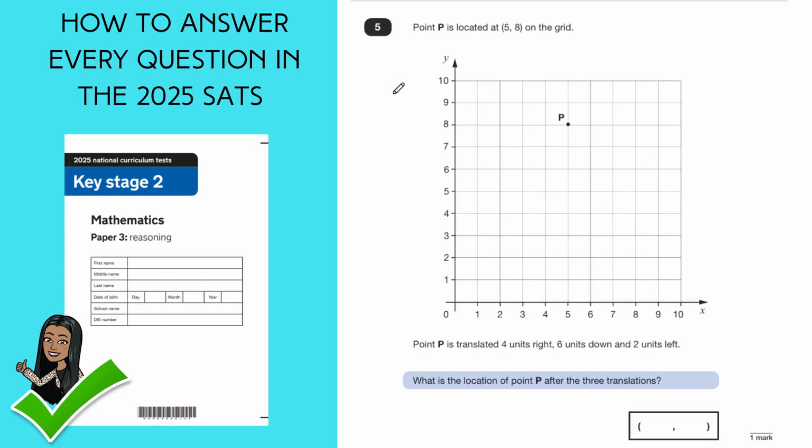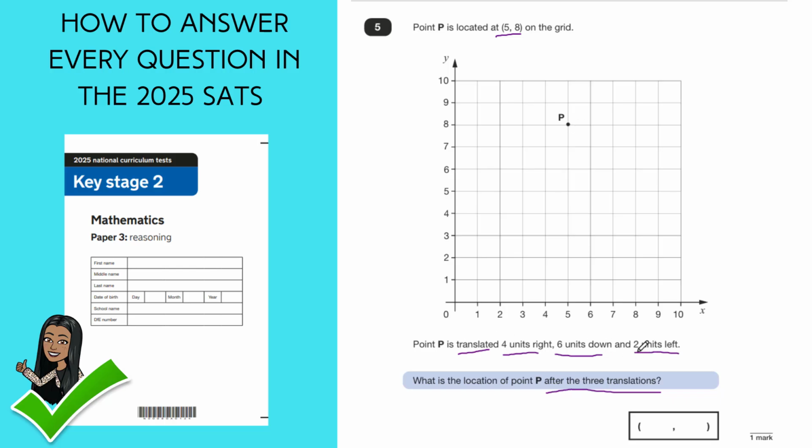Question 5. Point P is located at 5, 8 on the grid, and you can see that it is actually labelled for you. Point P is translated 4 units right, 6 units down and 2 units left. What is the location of point P after the 3 translations? So here we are given the original point P. We're told where it is, and it's also labelled for us. They've made it nice and simple.